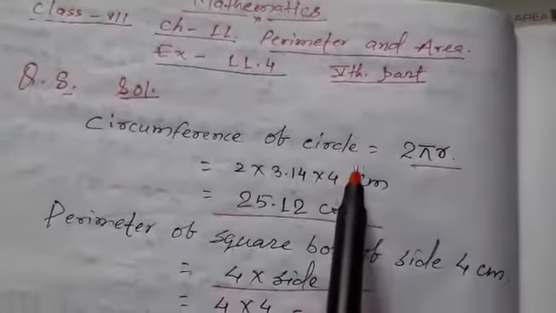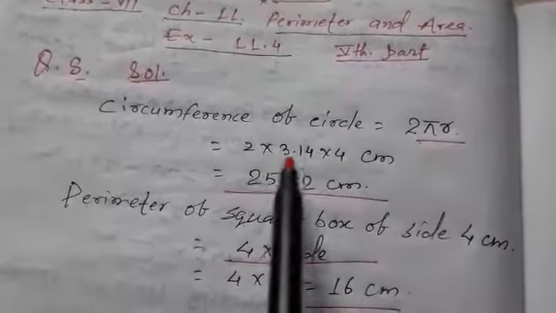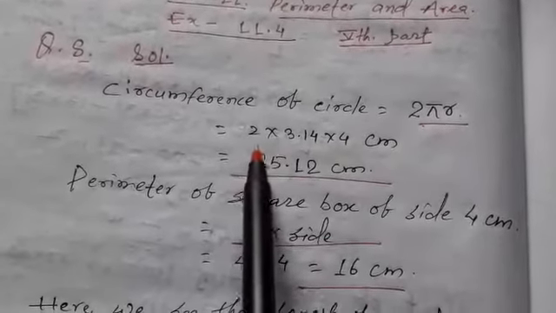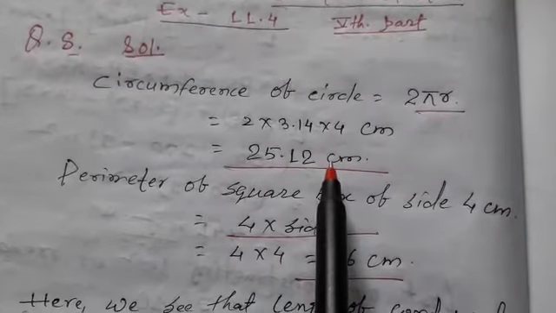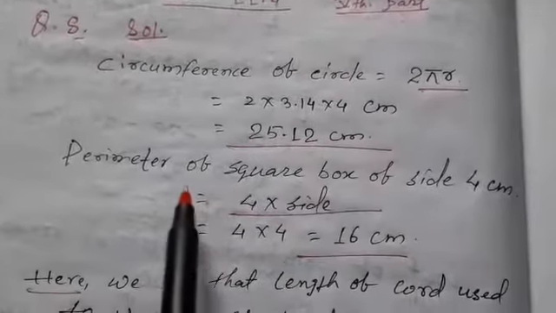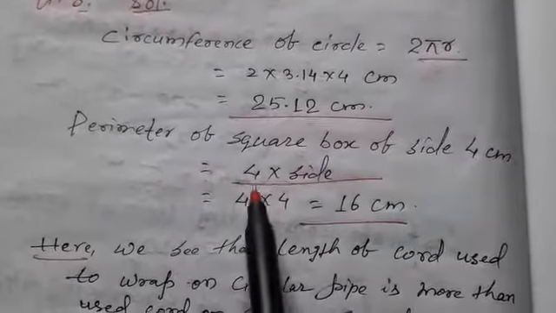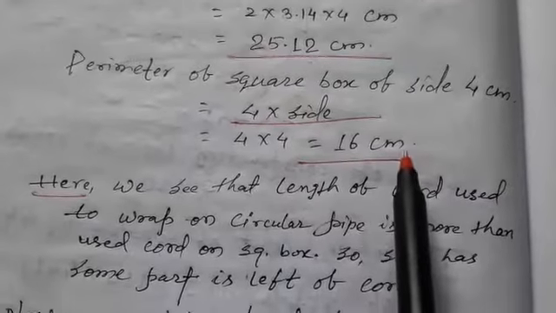Circumference of circle equal to 2 pi r, that is the length of the cord. Now value of r is 4. After solving it, we find 25.12 centimeter is the length of the cord. Now perimeter of a square box of side 4 centimeter is equal to 4 into side, equal to 4 into 4, equal to 16 centimeter.